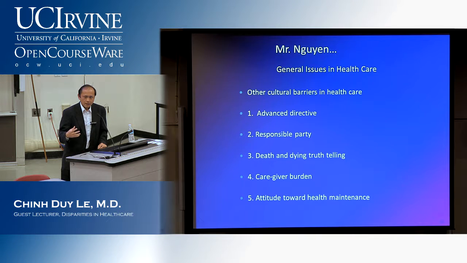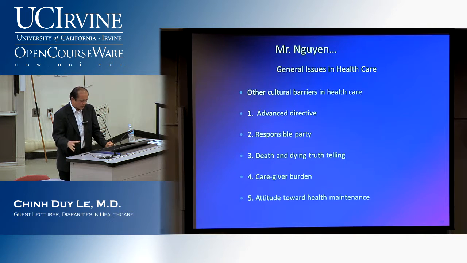So sometimes the caregiver is overwhelmed because they are unable to provide enough care for their spouse. But because of that kind of cultural pressure, they don't give up. They just keep it, and unfortunately are unable to provide enough care, with some adverse effect on the patient's health. So that's also one issue we may run into in the Vietnamese community.